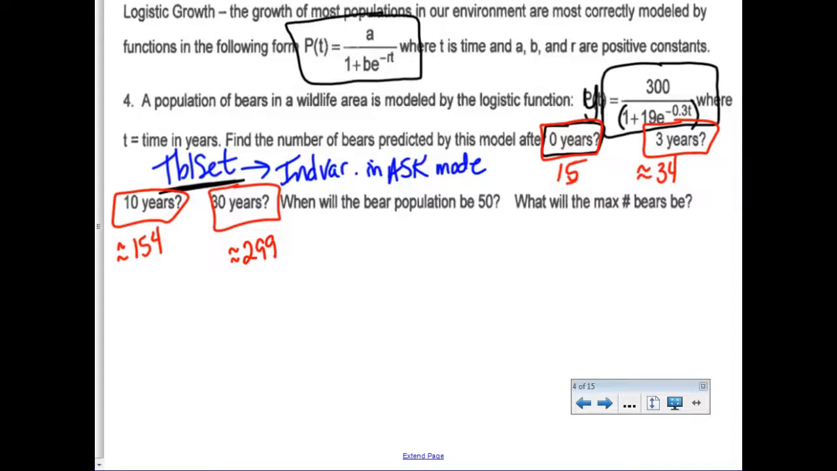So somewhere between 3 years and 10 years, the bear population surpassed 50. Now, my next question is, can you figure out what that time is? For this next question, when will the bear population be 50? Let's use our graph. In Y2, why don't you put 50?